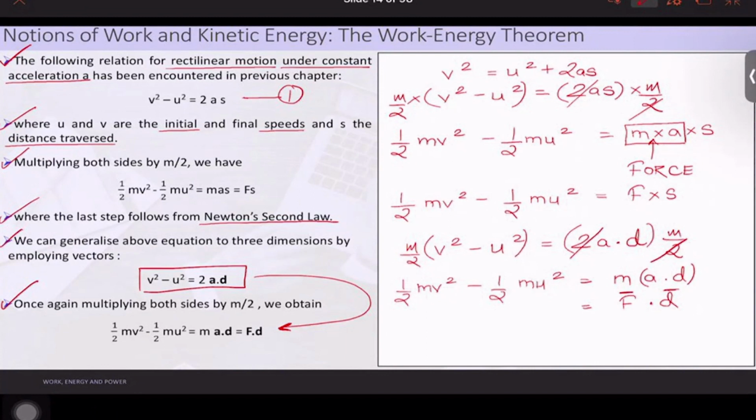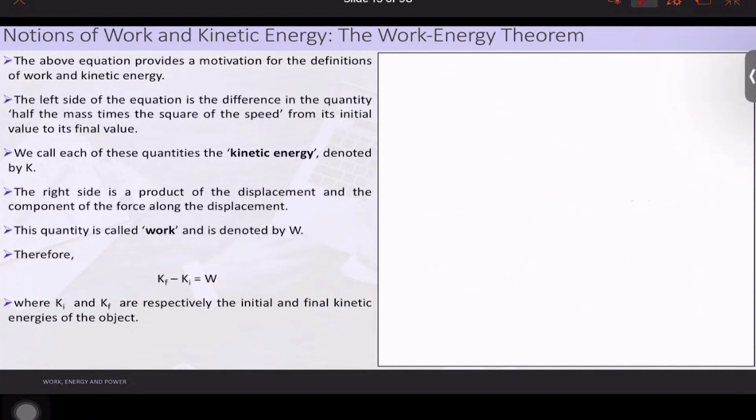Okay, so what was the basic reason of doing all these things? The above equation provides a motivation for the definitions of work and kinetic energy. So let us understand first of all what is this kinetic energy word we are using again and again. Okay, the left side of the equation. So let me write the equation here again in the vector form. It is half mv square minus half mu square is equal to f dot d.